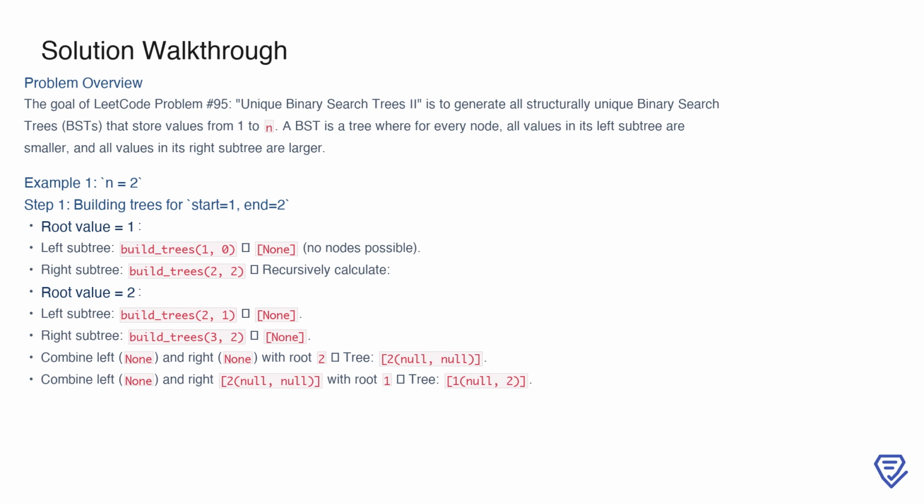For example, when n equals 2, we start by considering each number in the range as a potential root. If we choose 1 as the root, there are no valid numbers for the left subtree, so it is represented as None. For the right subtree, we calculate trees using the range 2 to 2. With 2 as the root of this subtree, both its left and right subtrees are empty, giving us a single tree, 2 with no children. Finally, we combine this right subtree with the root 1 to form the tree 1 with 2 as its right child. This gives us one possible unique BST for n equals 2.